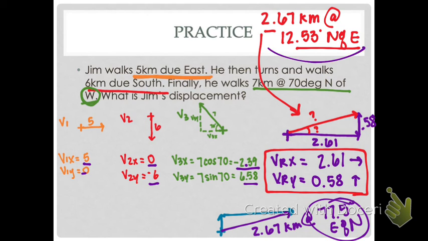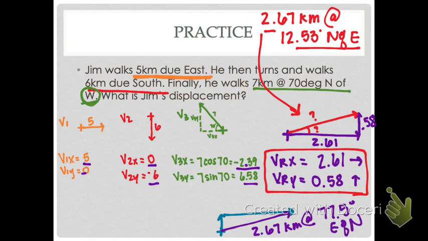This angle and this angle are complementary of one another. They add up to 90, right? This one is 12.53 degrees north of east. This one is 77.5 east of north. Those are both acceptable answers, right? You will not have to give me both answers, but they are both acceptable. They both get us to the same final location.